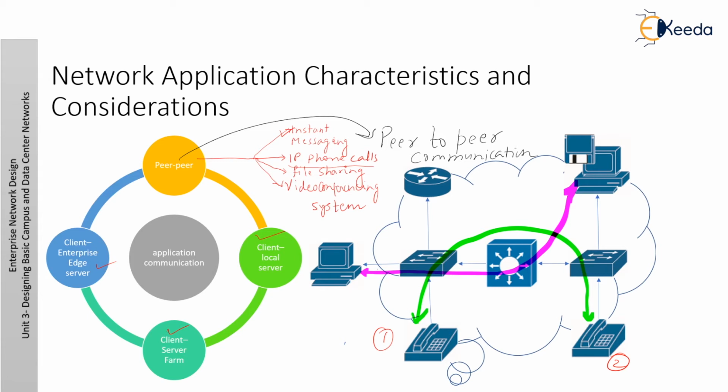Now come to file sharing. This is another use of peer-to-peer networks. In file sharing, some operating systems and applications require direct access to the data on the workstation. Then video conferencing, this is very common nowadays. Video conferencing is similar to IP telephony, however, the network requirements are usually higher, particularly related to bandwidth consumption and quality of services. So this is a simple diagram for peer-to-peer communication.